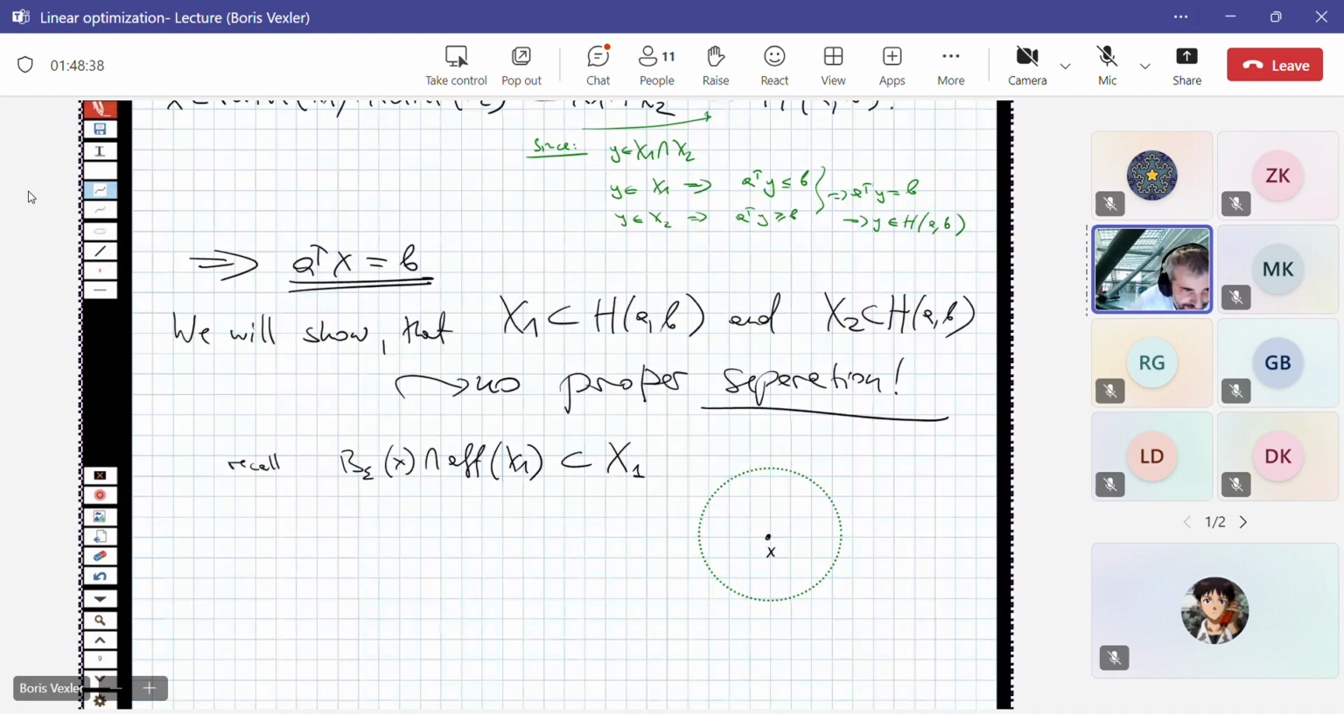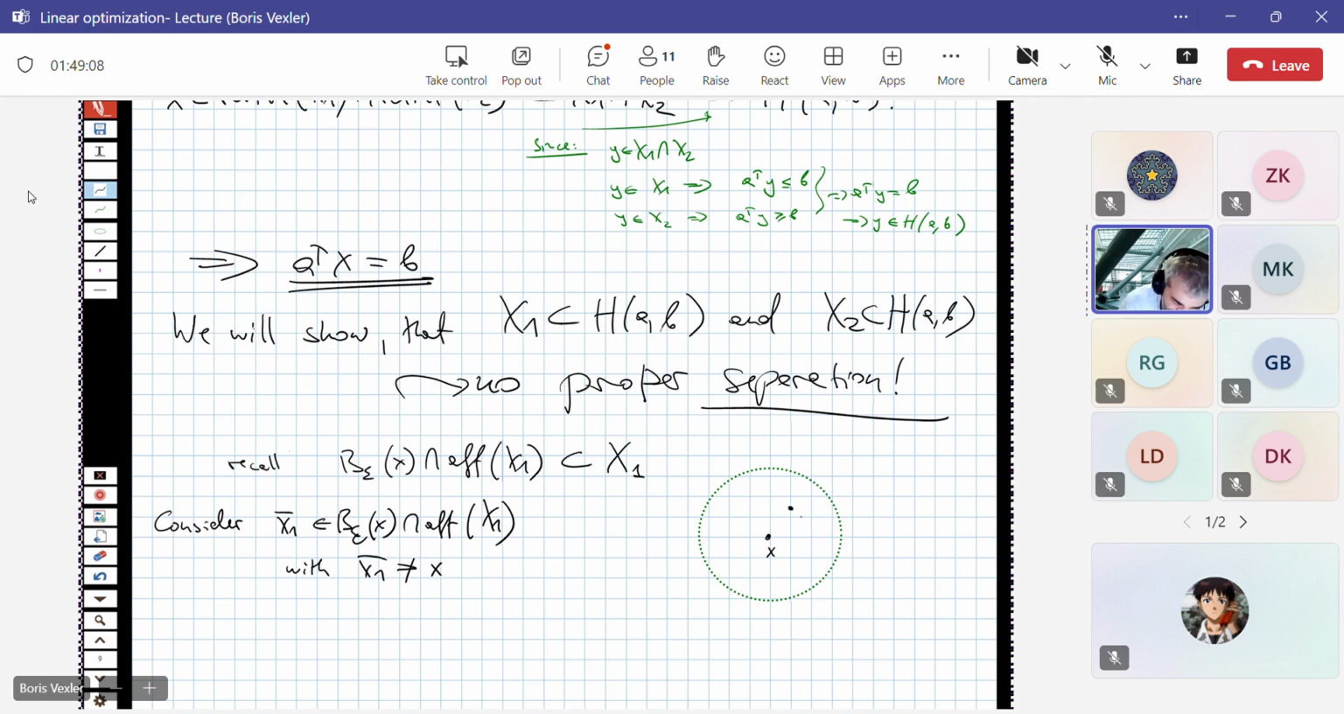Okay. And now we consider some point x1 bar in this B epsilon x intersected with the affine hull of X1, which is not equal to x. Okay, clear? They can take here just some point x1 bar.